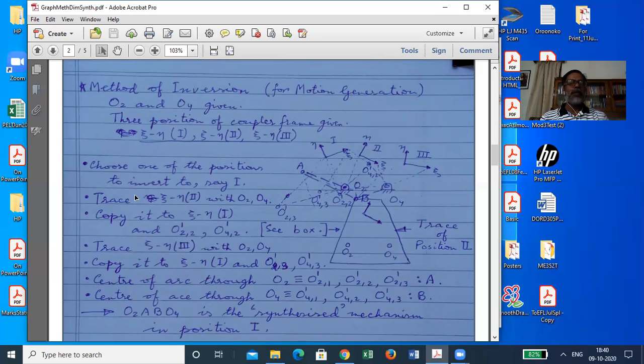Okay. So what you do? You trace the xi eta frame at the second position with O2 and O4, copy it to the xi eta frame at the first position, and wherever O2 and O4 go, you take them in this box.